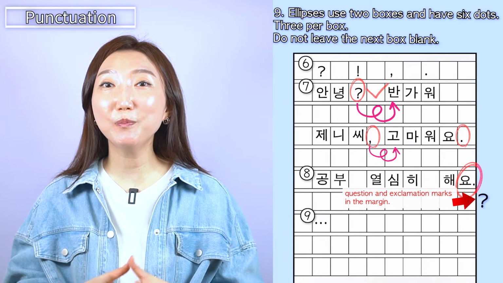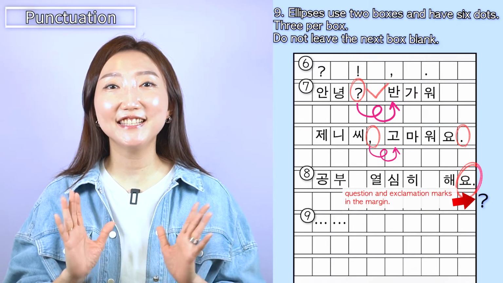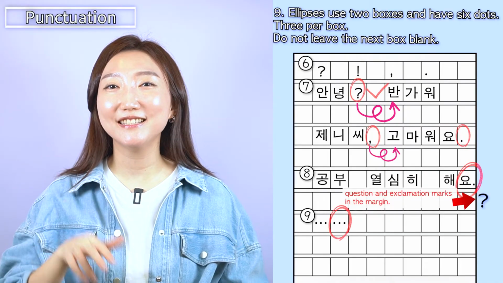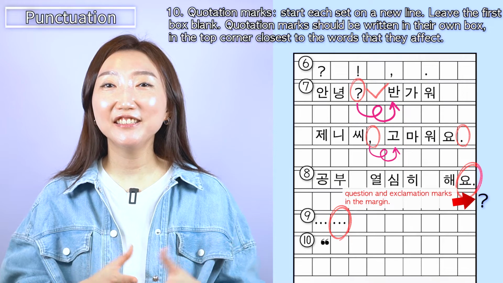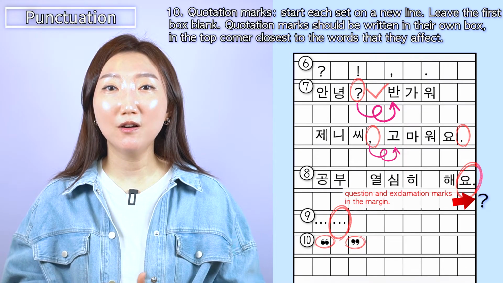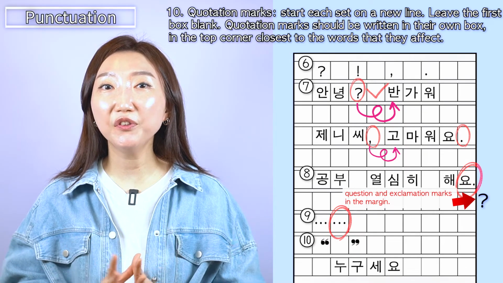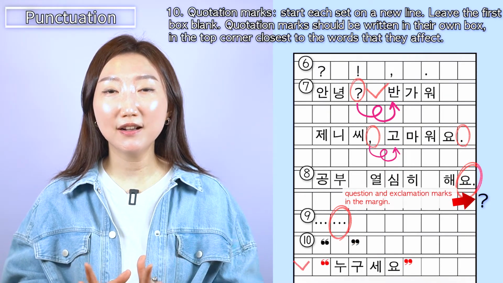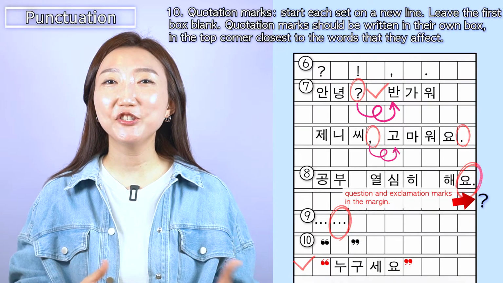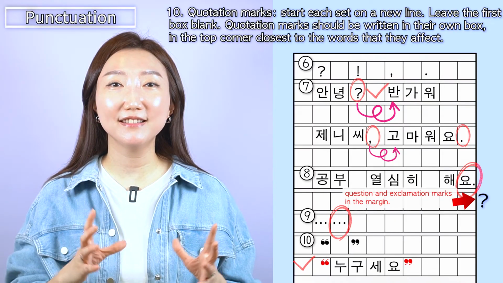Ellipses use 2 boxes and have 6 dots, 3 per box. Do not leave the next box blank. If you're writing a dialogue using quotation marks, start each set of quotation marks on a new line and leave the first box blank. The quotation marks should be written in their own box.